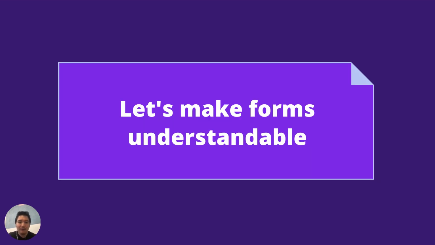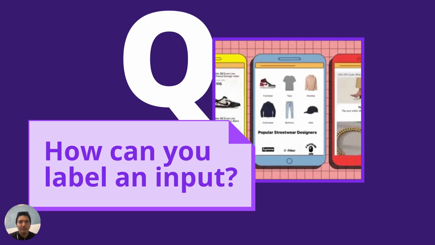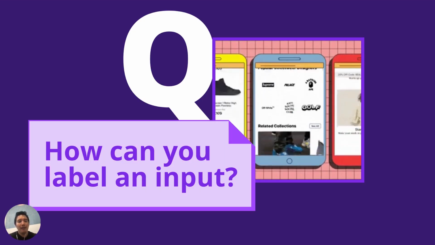So let's make forms understandable. Last lecture, we went through how to make forms operable. This is going to follow up with that. We addressed the mechanics. Now we need to address the usability of it. How can you label an input?